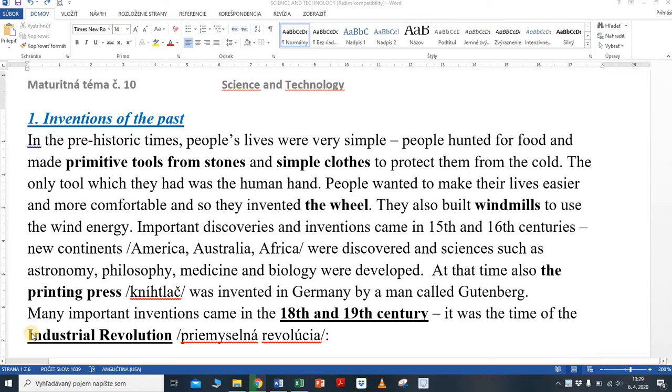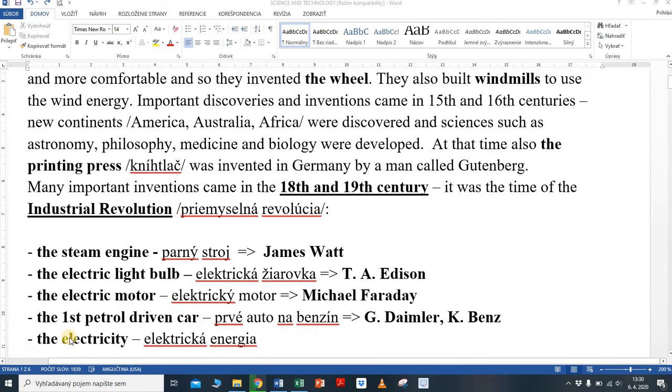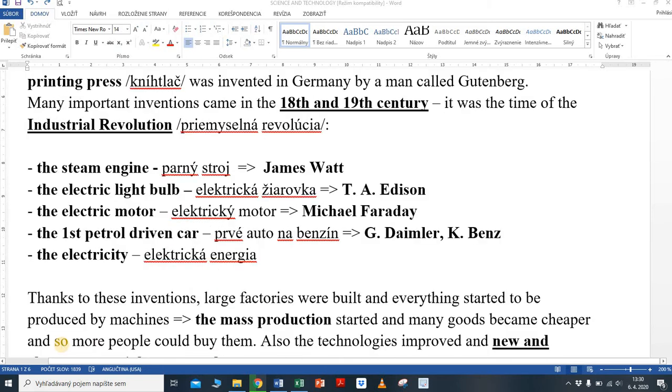The first part of this simple text deals with the evolution of the most basic inventions of the past. Be it the primitive tools from stones or simple clothing, to the discovery of the wheel, other machines like windmills or the steam engine predetermined the Industrial Revolution. Printing press is also worth mentioning because it enabled the spread of written word, the spread of knowledge. That's why printing press is said to be one of the most important inventions of the past.